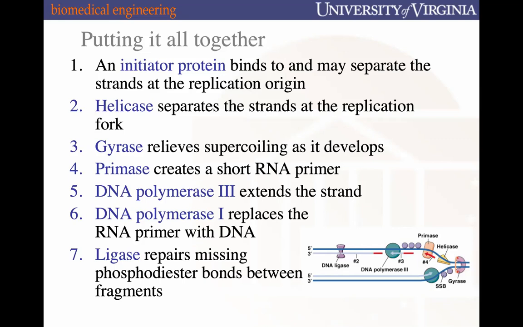But here in this case, adjacent to the replication fork, type 2 topoisomerase or gyrase helps to relieve the supercoiling. And our primase will create a short primer. That's the initiating step for DNA polymerase 3. It'll extend the strand and create the complementary DNA. It's important for us to remove these RNA primers because we don't want RNA in our DNA. So DNA polymerase 1 will remove and replace that RNA primer with DNA, and ligases will help repair the breaks in the DNA with new phosphodiester bonds between the fragments.